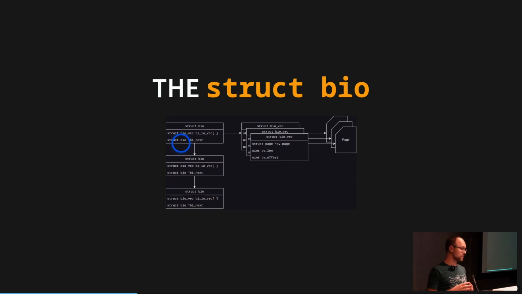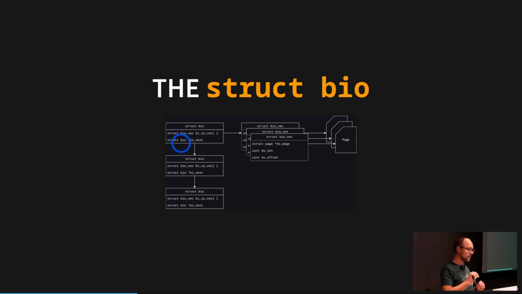But this structure is basically a vector of memory regions, and depending on whether your operation is a read or a write, it acts as a gather list or a scatter list. So if you're writing data to your device, the upper layer can say, put all of these buffers into a consecutive range of blocks on your block device. Or if you're reading, read this consecutive range of blocks from your block device and put them into all of these different buffers that I have all around. I give you the pointers here.